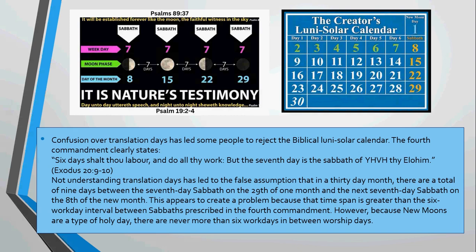Not understanding translation days has led to the false assumption that in a 30-day month, there are a total of 9 days between the 7th-day Sabbath on the 29th of one month and the next 7th-day Sabbath on the 8th of the new month. This appears to create a problem because that time span is greater than the 6 workday interval between Sabbaths prescribed in the 4th commandment. However, because new moons are a type of holy day, there are never more than 6 work days in between worship days.